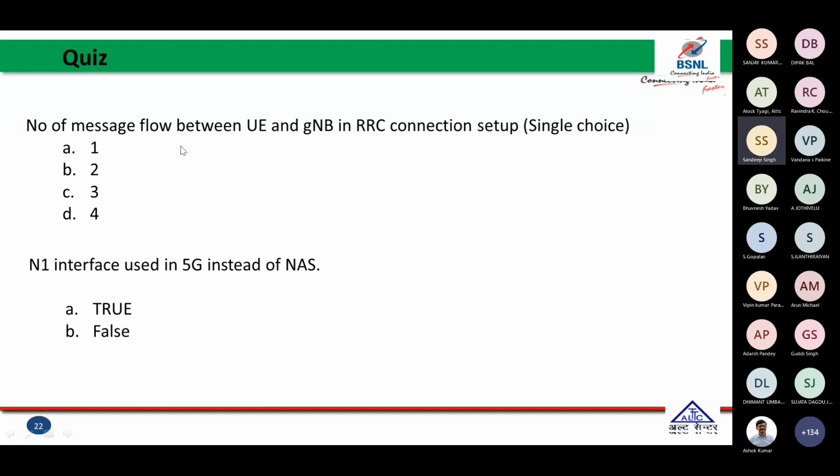The number of message flows between the UE and the gNodeB in the RRC connection setup is 3. The last message is for the registration message, the registration with the AMF. This is the N1 interface used in 5G instead of non-access stratum setup. True or false? True, sir. Correct, that statement is true.